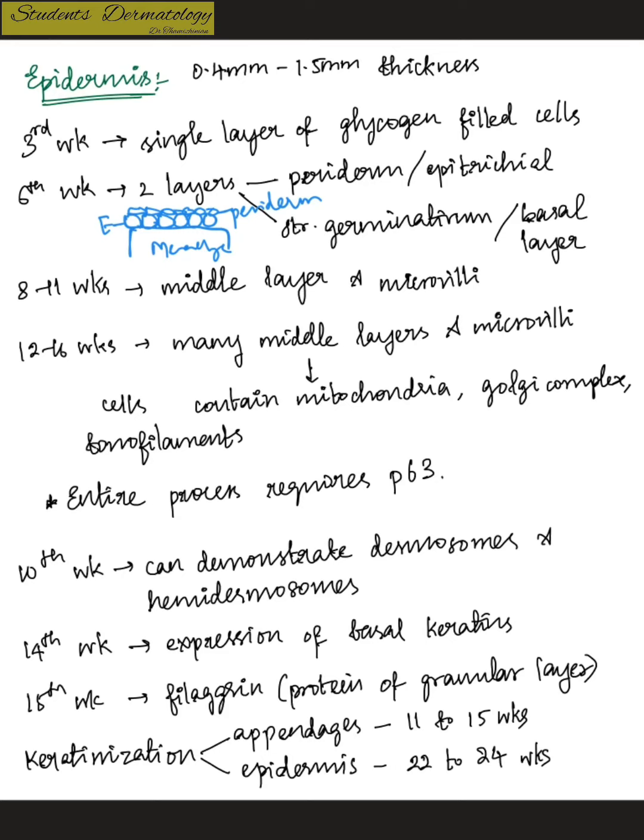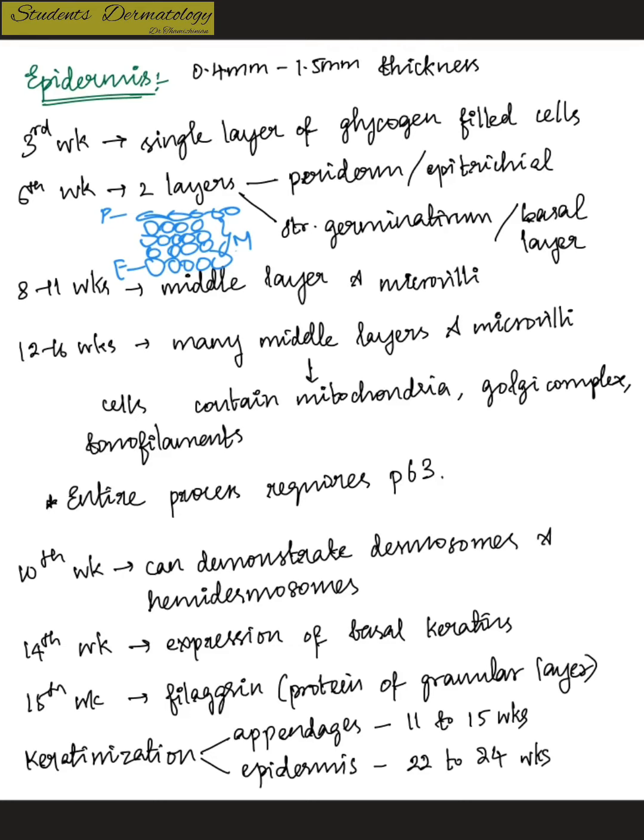Next, around 8 to 11 weeks, in between the ectoderm and periderm, another layer develops. This is the periderm and this is the ectoderm. In between them, a middle layer of cells develops. This is from 8 to 11 weeks. Next, around 12 to 16 weeks, the middle layer of cells increases in number and size, between the periderm and the ectoderm. This is the middle layer of cells, this is the periderm and this is the ectoderm.